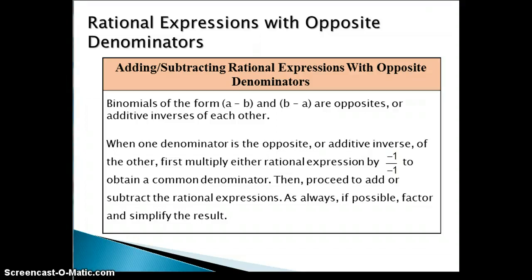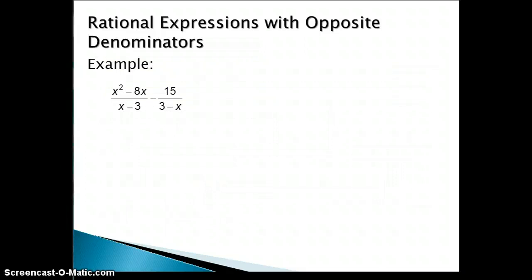So let's look at an example. Notice that these denominators are opposites of each other, because we have x minus 3, and the other denominator is also subtraction, but the 3 is listed first and the x is listed second. That's how you can identify opposite expressions or denominators. So what we want to do is multiply one of these expressions by -1 divided by -1. It doesn't really matter which one you multiply by -1 over -1, but usually we multiply the one that has the constant listed first, because it looks kind of different than the others. It's not usually how we write our binomials. Usually we put the variable first.